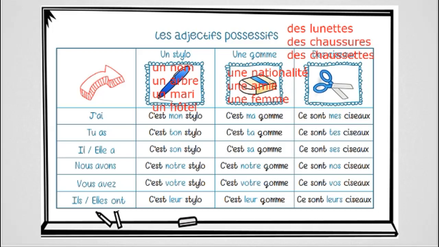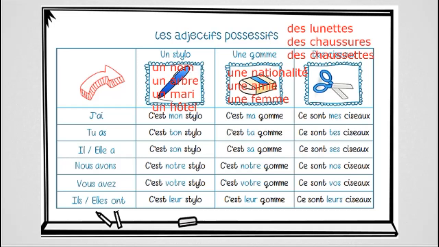Very good. And if I say that, these are his eyeglasses. These are his glasses. Yeah, these are his eyeglasses. Okay, this is plural. So, ce sont... His will be... eyeglasses. So, say. Lunettes. Very good.